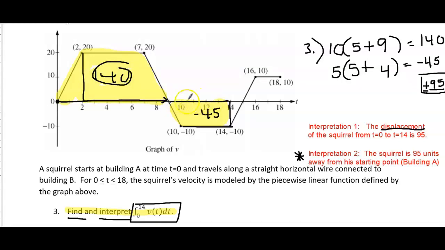But after he got to t equals 9, then he started running back towards building A because this is a negative displacement. So he ran 140 feet away from building A, and then he ran 45 feet back towards building A, which means that where he stopped was a total of 95 units to the right of building A. I like that interpretation. But I'll accept both.